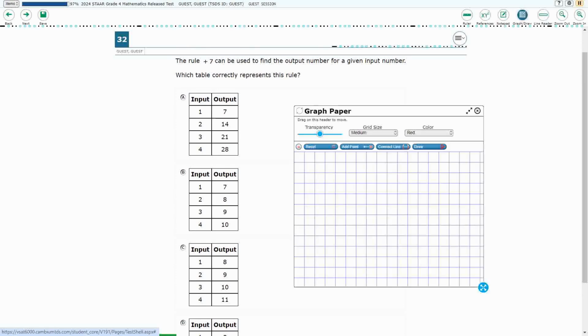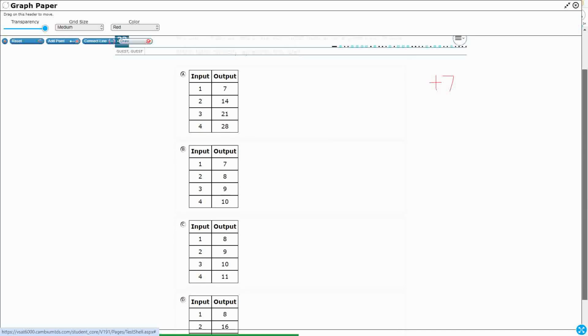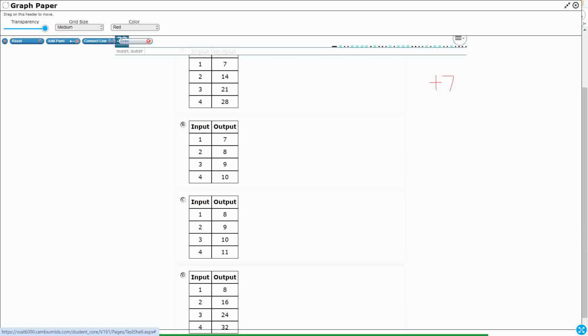All right, so it seems like it's a pretty straightforward problem here. We have a rule given to us, plus 7, and we need to find the output for the given input number. So we need to find the table that best represents this, and we can already see that this is additive, right? Because we are adding 7 to each input, and take a look at my inputs: 1, 2, 3, 4, 1, 2, 3, 4. So this is their position 1, 2, 3, 4. And we need to find the correct output.